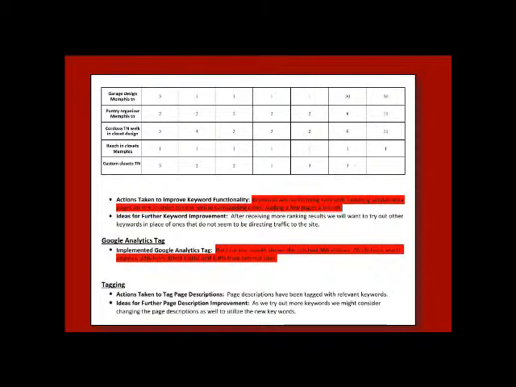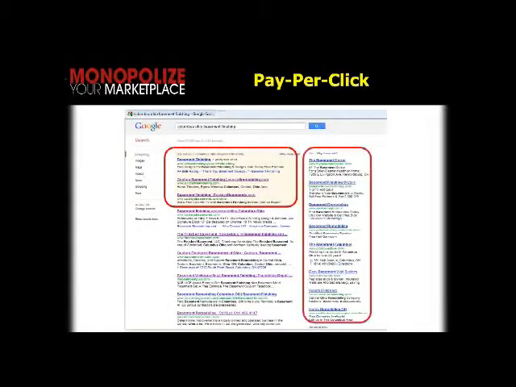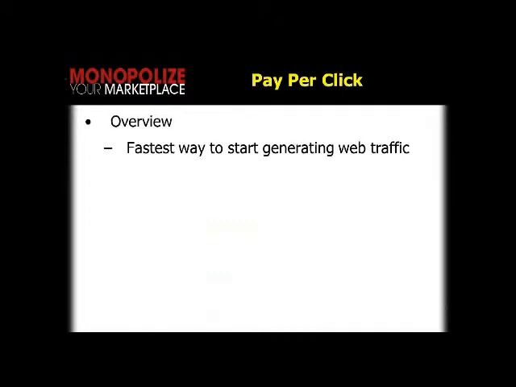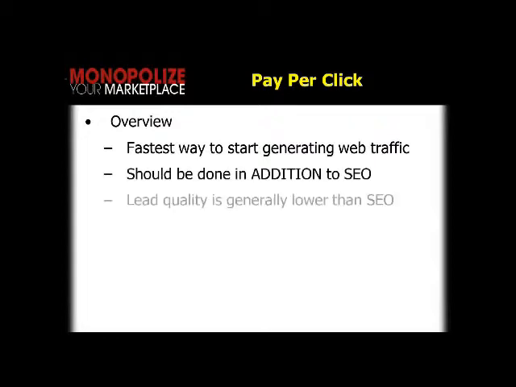Okay? Now let's talk very briefly about pay-per-click advertising. That's this and this. Remember we talked about that earlier. Pay-per-click, quick overview. It's the fastest way to start generating web traffic. SEO takes time to build up. Pay-per-click can be very quick. You should do this in addition to your SEO.